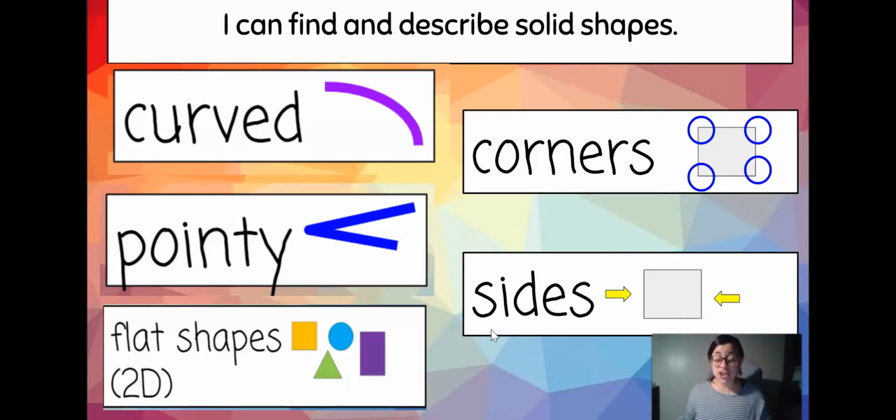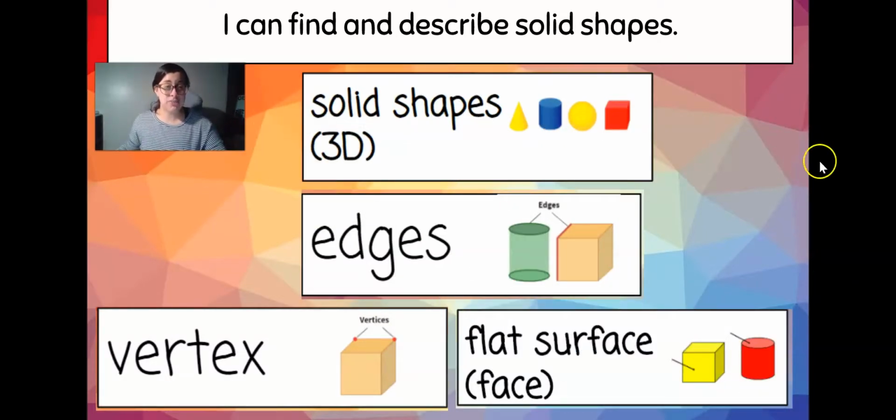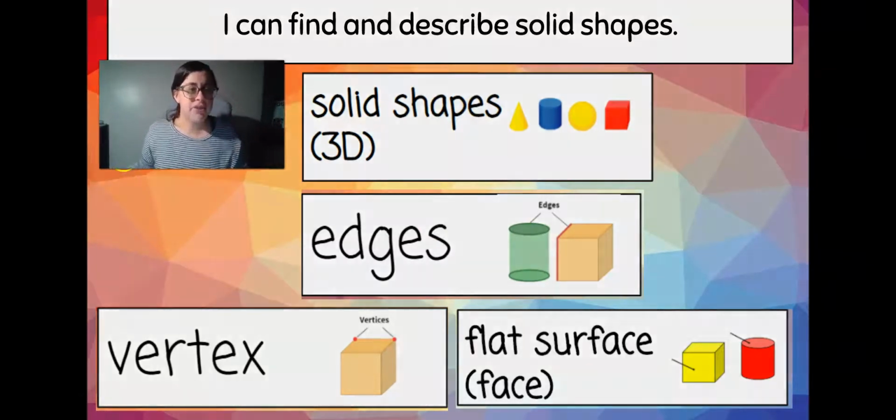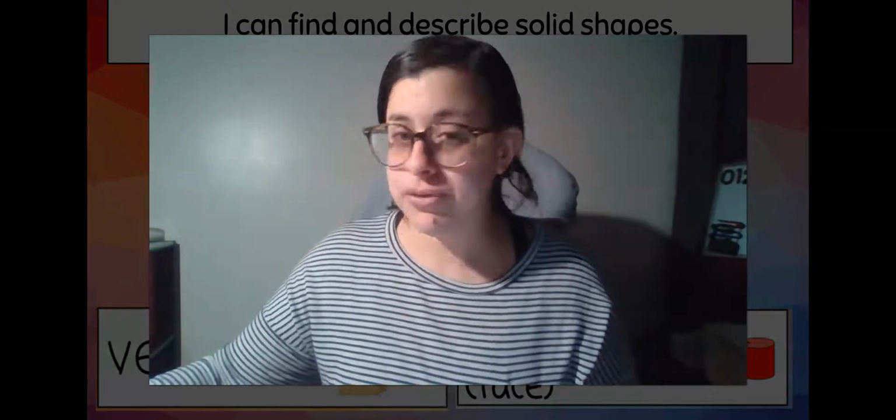These shapes that we learned about last week are called flat shapes, 2D shapes. Remember, a flat shape is something you can lay down. You won't see it if you look at it at eye level, and you can swipe your hand across it. This week, we're going to learn about solid shapes, 3D shapes. Before I go into the vocab for this week, I want to show you something.